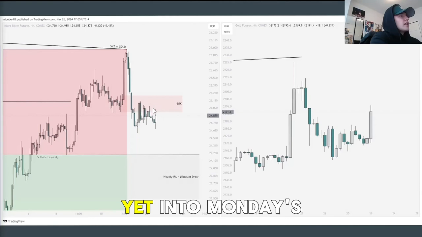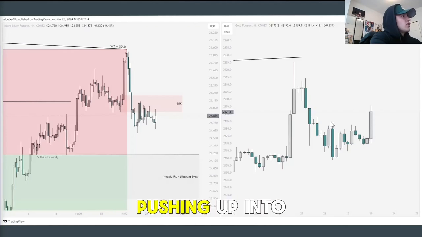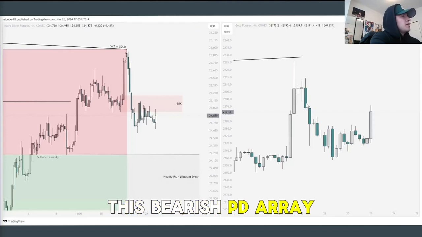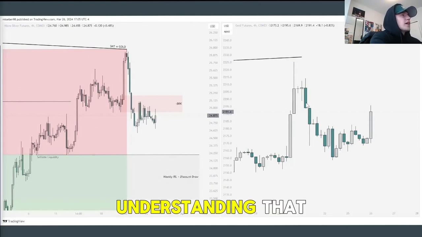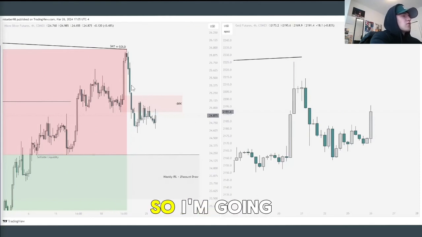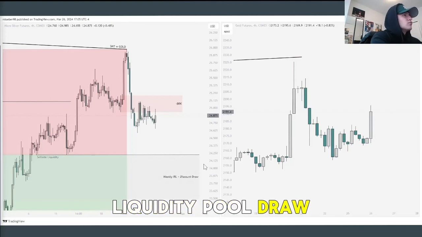We're not yet into Monday's price action, and we haven't had the news hit just yet. But already what I'm seeing is SMT brewing with gold as well. You can see gold has been more aggressive, pushing up into this bearish PD, the premium of that range. So I'm already understanding that silver is the weaker asset, so I'm going to be prioritizing this to look for short entries to see if I could frame and continue with my market maker sell model to that internal range liquidity pool draw on the weekly chart.